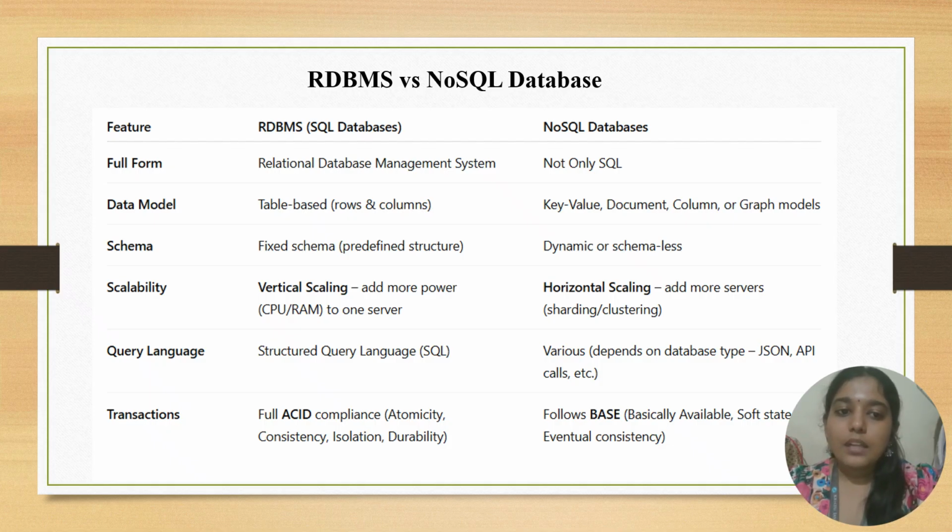And scalability in RDBMS is vertical scaling, that is, it adds more RAM or storage space. And in NoSQL databases, it is horizontal scaling, that is, it adds more servers, each with different storage spaces. And query language, RDBMS uses structured query language, and NoSQL uses various query languages that depend on the database chosen. And for transactions, RDBMS uses ACID properties, whereas NoSQL uses the BASE model.